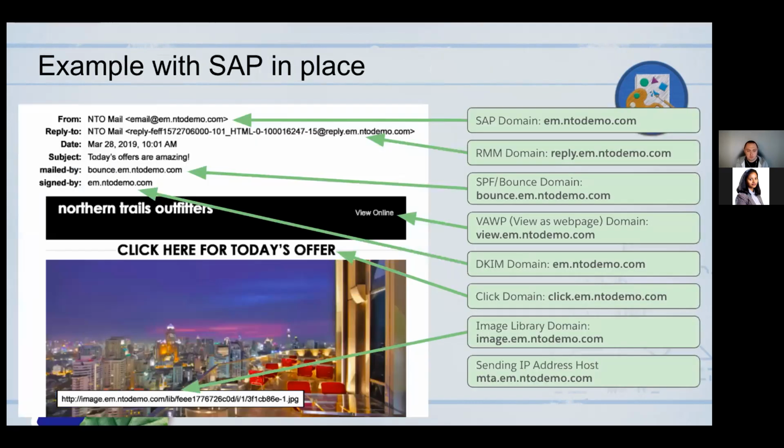So let's see. Here's an example of a message that comes up with SAP configured. For the communications, we decided to go with a subdomain delegated to Marketing Cloud, which will be em.ntodemo.com. As you go through the different headers, you see different flavors of how we use that domain. In the reply-to header within the message, we're using it for RMM. Then we've got some of the other signatures to handle bounce message controls. You've also got a link to view it as a web page.